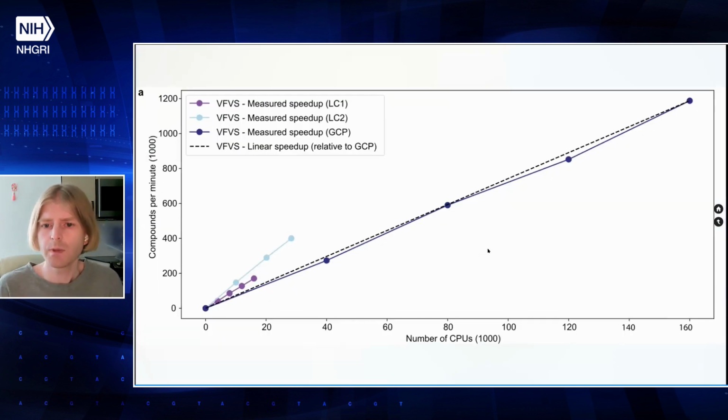We have tested the scaling behavior of Virtual Flow up to 160,000 CPUs on the Google Cloud. And one of the nice features which we can see here is that the scaling behavior of Virtual Flow is virtually linear. And the key for this is that the individual worker threads, which are working in parallel, do not communicate at all. But we are using an advanced task list approach for this instead.